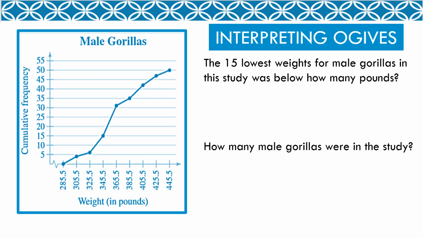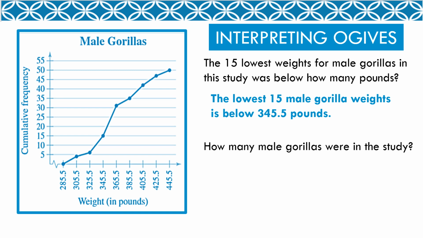We are interpreting ogives. It's the weights in pounds of male gorillas. Remember, ogives are cumulative frequency distributions. So our y-axis is cumulative frequencies. The lowest 15 weights for male gorillas in the study are below how many pounds? So we're looking for a cumulative frequency of 15. And then we're going to go over to the weight that corresponds to that. And the lowest 15 male gorilla weights is below 385.5 pounds.